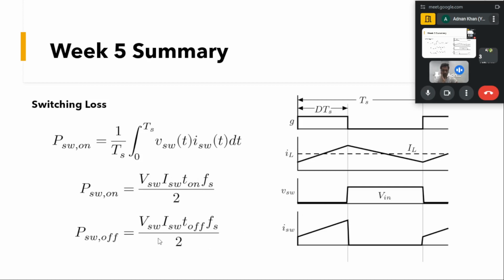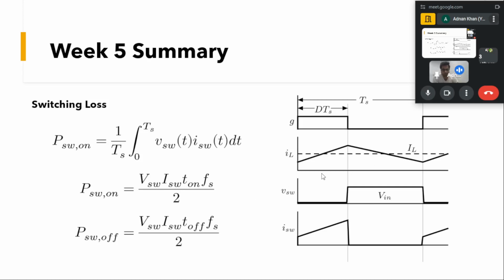And during the turn off time, what will be the current? The device was turned on in this interval, and at this interval the current will be the peak of the current flowing through this device, equal to IL plus delta IL by 2. And the voltage will be the same as V in, that will be blocked by the device during the turn off time.